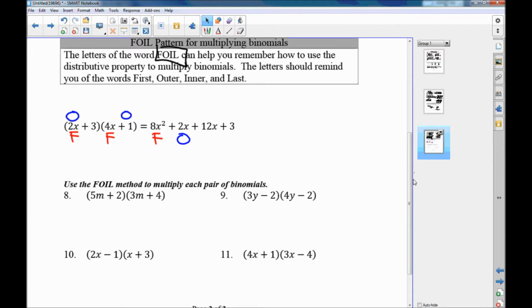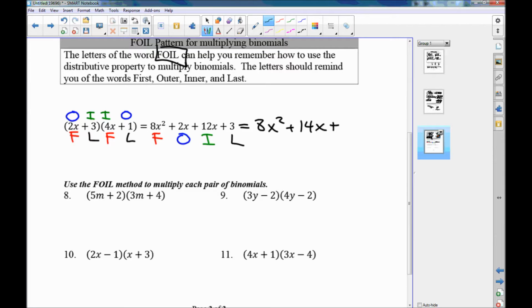And then we have inner. The inside ones are 3 and 4x. Okay. Outside ones, and then the insides are the two in between them. Okay, 3 times 4x makes 12x. So we have almost got FOIL. We got FOI now. So our last are 3 and 1. Multiply them together, and you get positive 3. But you still need to combine your like terms here. So 8x squared plus 14x plus 3.